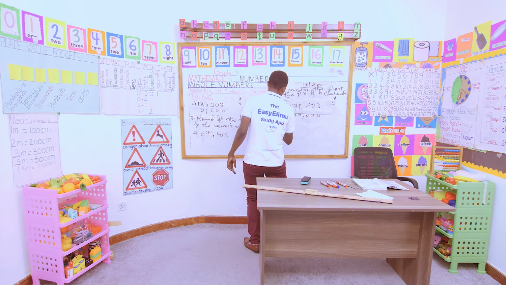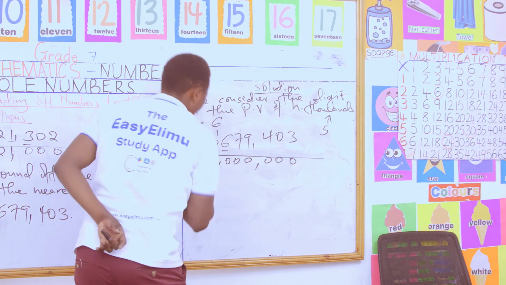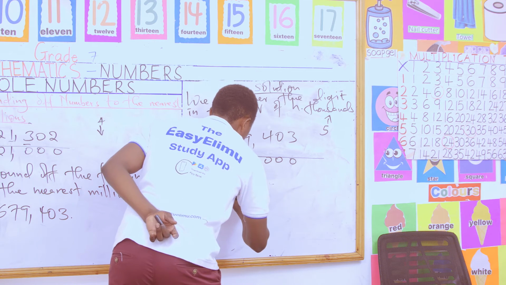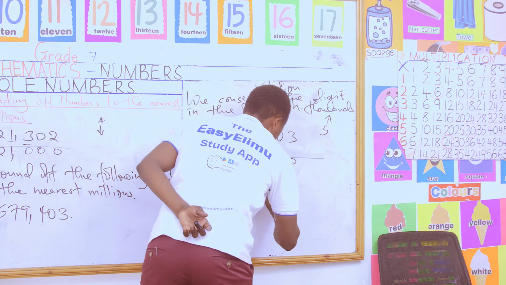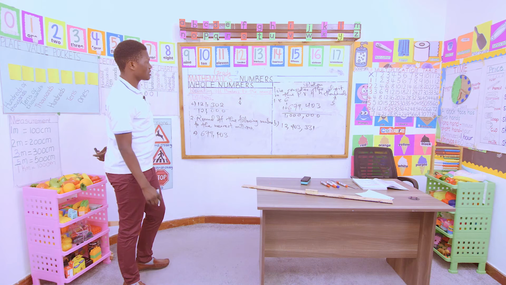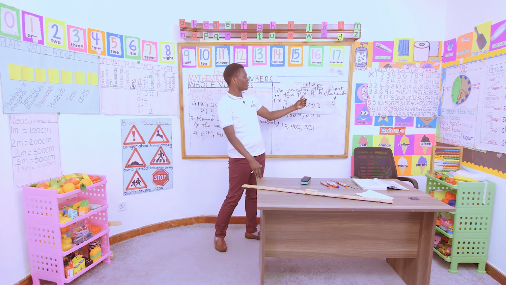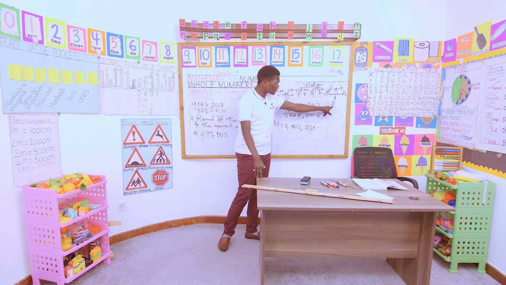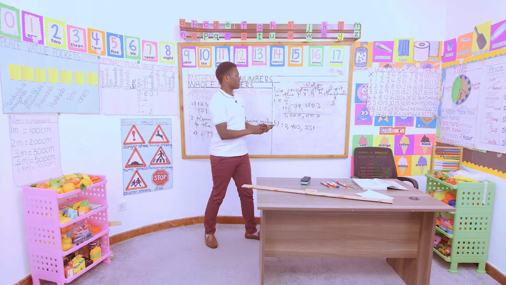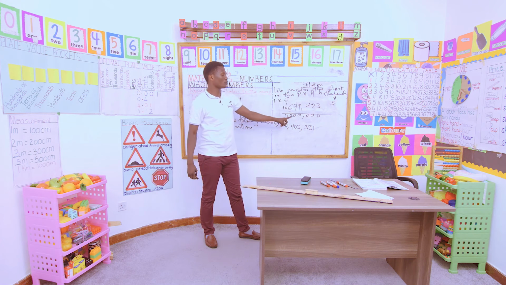But B, you can have a number like 12,403,331. So you can see here, if our digit in the place value of interest is 5 and above, we are rounding up. In other words, the value of our number goes up. The number was initially 679,403. After rounding up, we got a million.